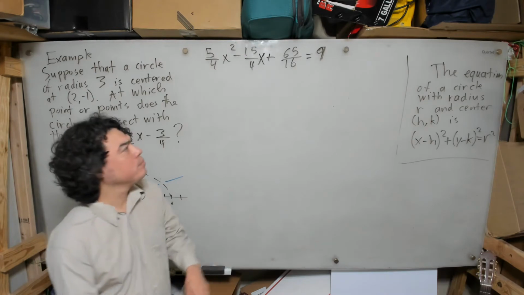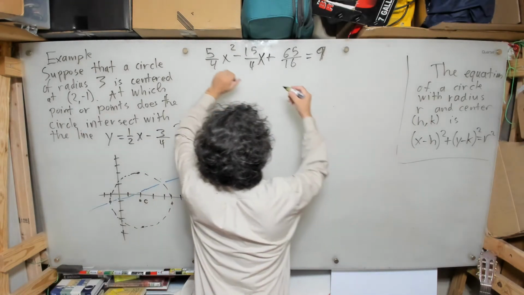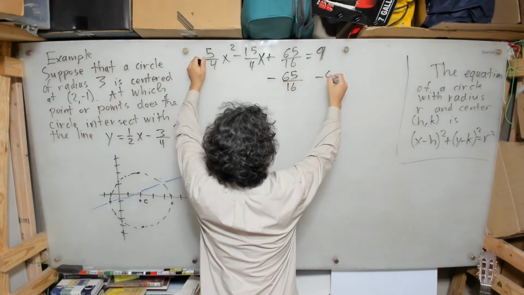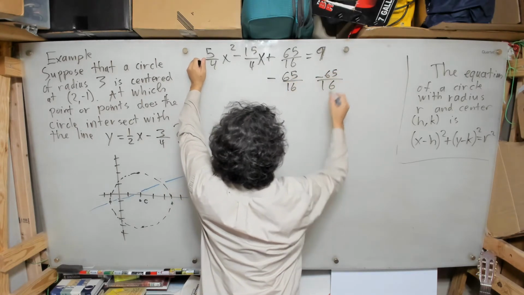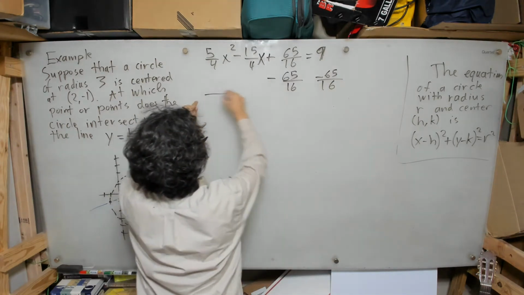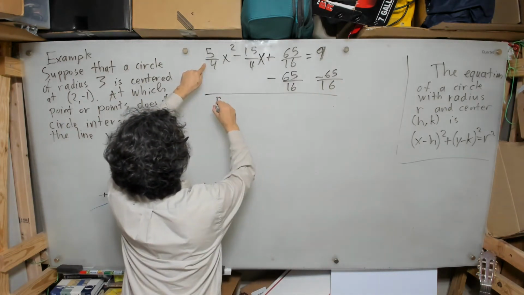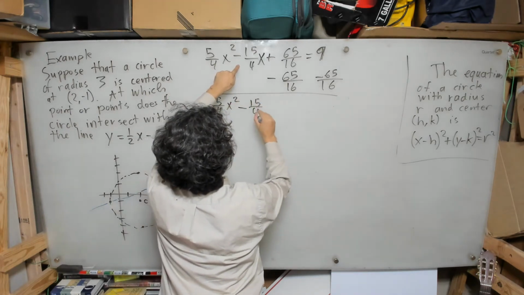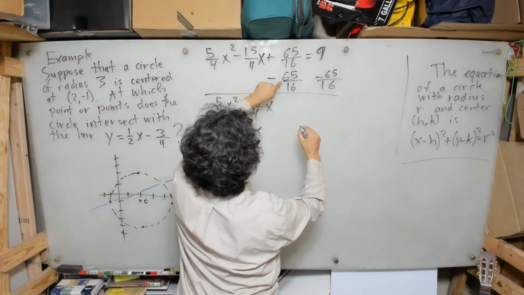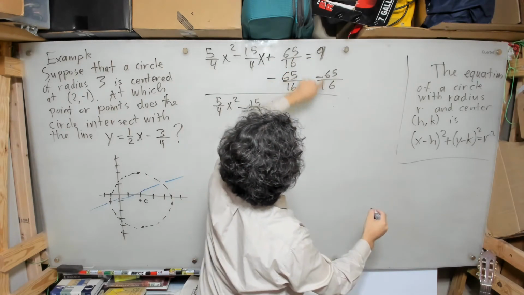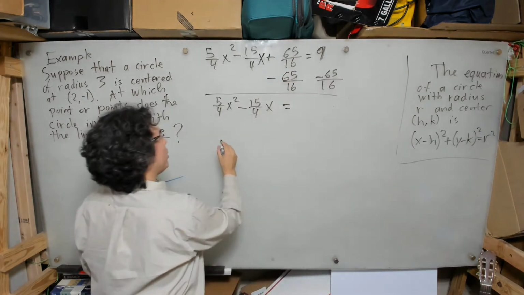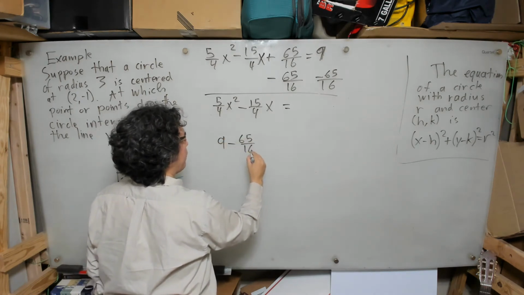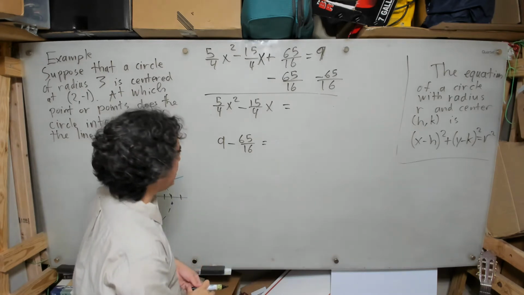Well, let's begin. So the first thing I'm going to do is subtract the 65 over 16 to the other side. Basically, this is not going to change, so I'm going to bring it down: 5 fourths x squared minus 15 over 4x, and then this is gone, equals 9 minus 65 over 16. So I'm going to do that calculation here like fully explicitly with the whole calculation listed.